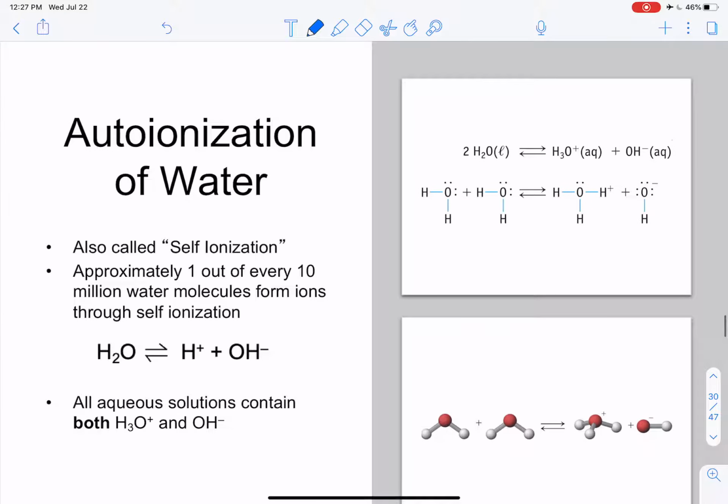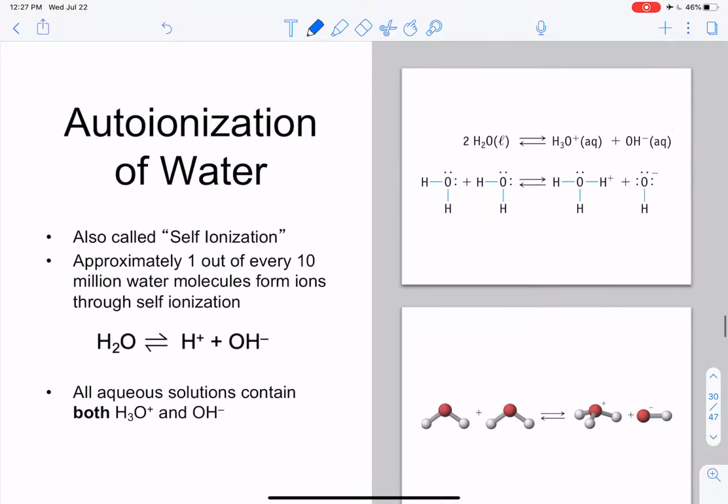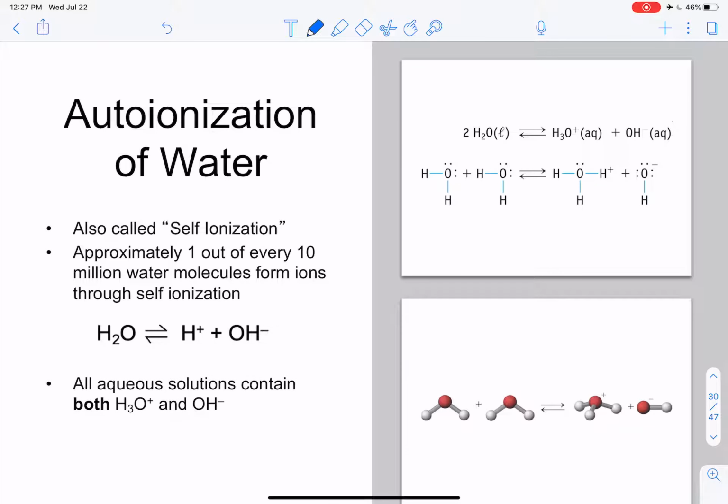So looking at this slide right here, it's talking about the autoionization of water. And auto means that it's going to do it spontaneously all by itself. So what we have is this equation down here, and it's showing us that a water, which looks like this, is going to split up into H plus and OH minus. And by this point, we know that H plus doesn't exist in solution on its own. We know that it hops on water.